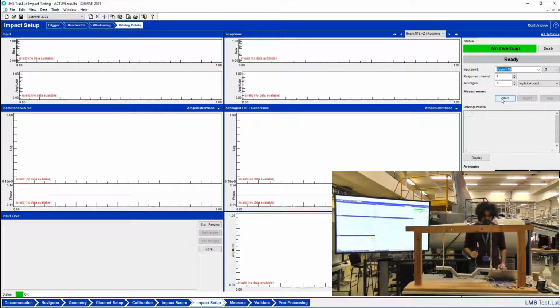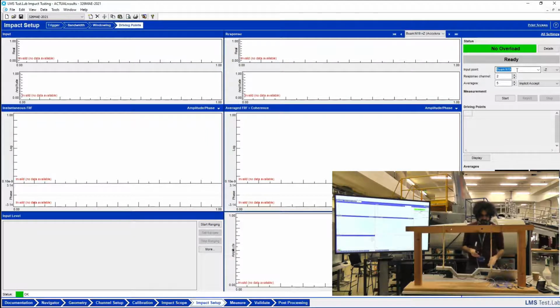So we'll start with 5 averages. Implicit accept means if anything goes well, it will automatically go to the next average, so I don't have to click go every time. And if it goes in overload, it will not record what I have been doing. So I will strike point 19, which is where the accelerometer sits.